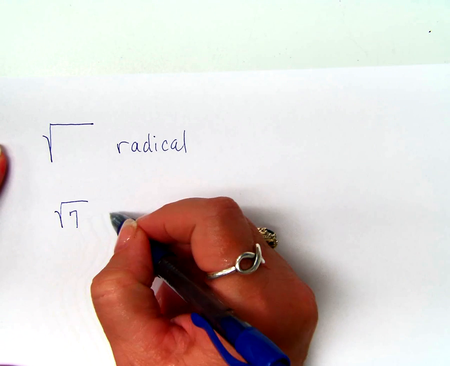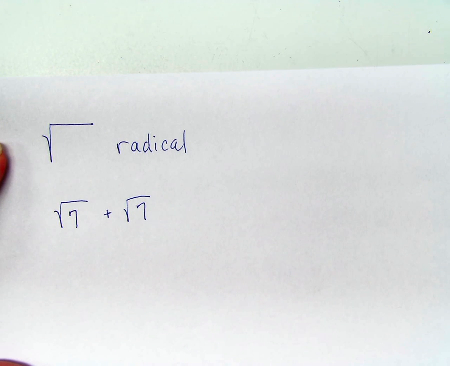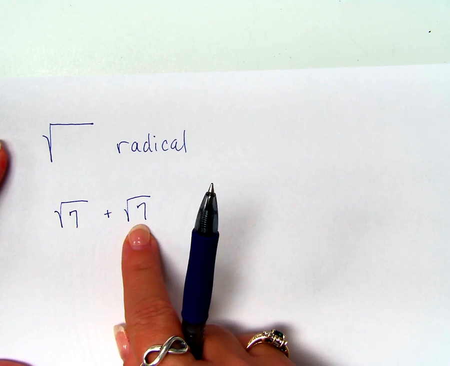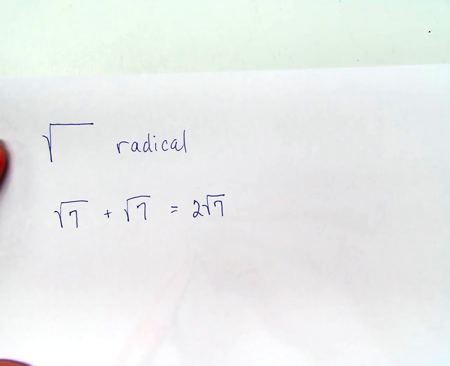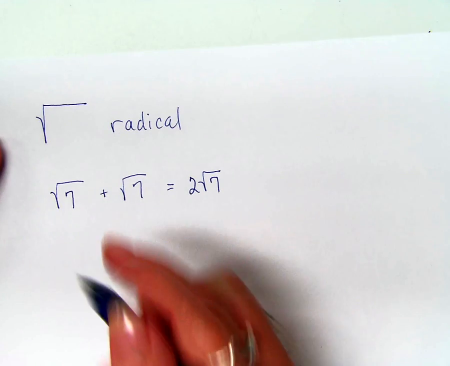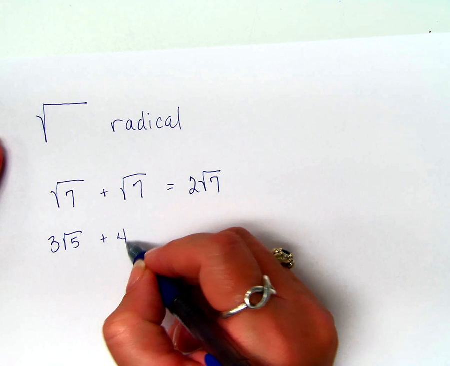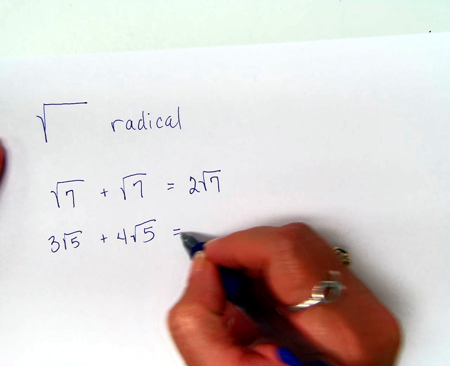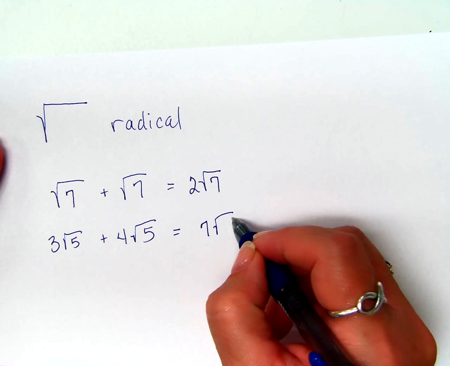The square root of 7 plus the square root of 7. Do you happen to know the square root of 7? No, right? So if I have a square root of 7 plus a square root of 7, would it make sense that I end up with 2 square roots of 7? If I had 3 square roots of 5 plus 4 square roots of 5, would it make sense that I would have 7 square roots of 5?